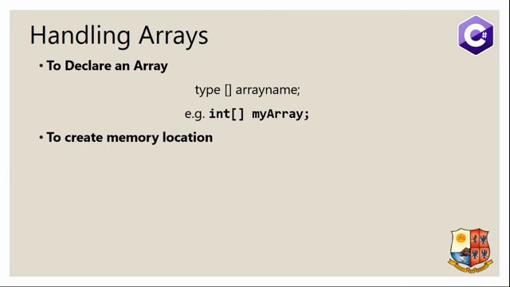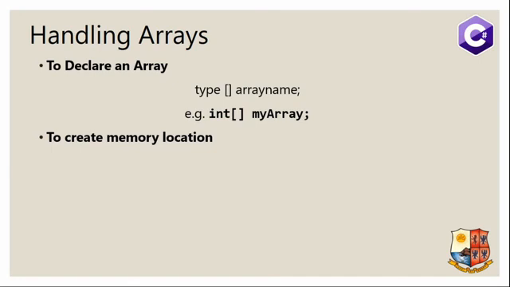If it is a reference type, what is the default value of all reference types? Null. Are you sure? Yes. So the default value of all reference types is null, not zero, null.